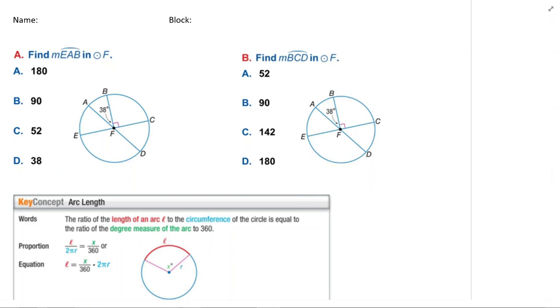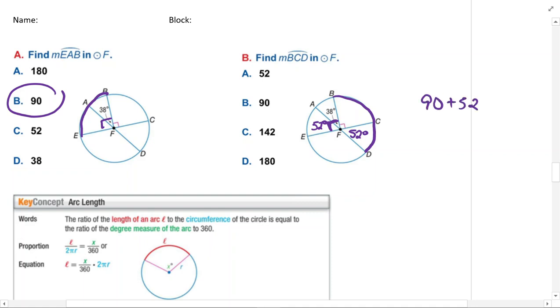We want to find the measure of arc EAB. That would be 90 degrees. We want to find the measure of arc BCD. If this arc right here is 90 degrees here, we do 90 minus 38 degrees. And that would give us that this right here is 52 degrees, which would make this arc also 52 degrees, or that angle, because vertical angles are congruent. So 90 plus 52 would give us a measure of 142.